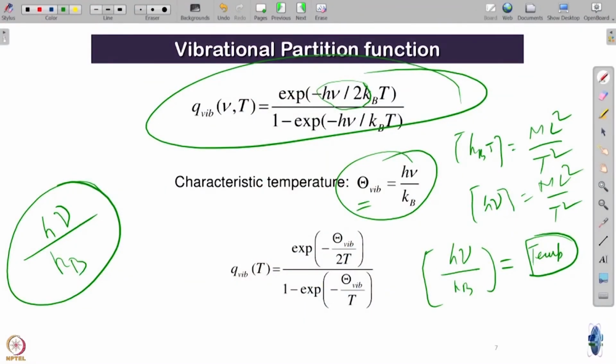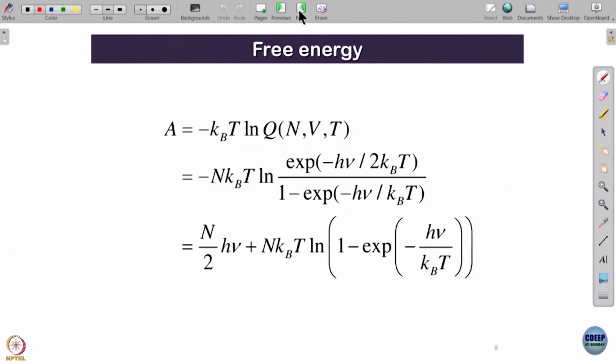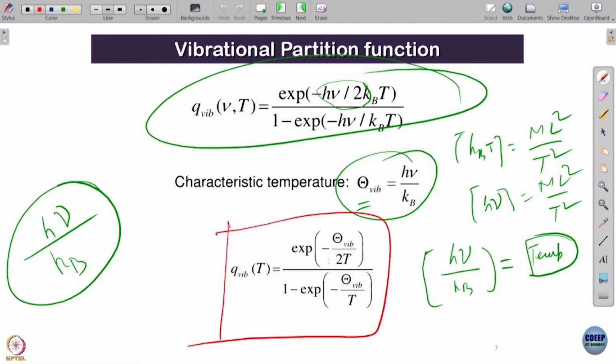Now I can rewrite, introducing this notation: e to the power minus theta vibration by 2T over 1 minus e to the power minus theta vibration by T. This is my rewritten partition function. Remember that it is a very beautiful thing, but remember that a factor of 2 is there. So this is the Q vibration.